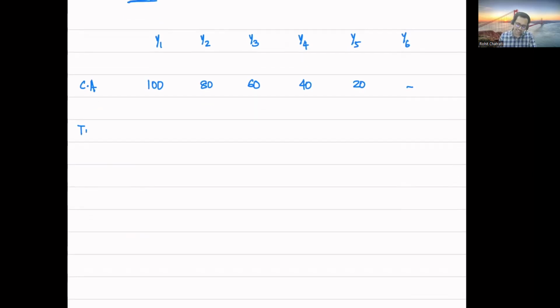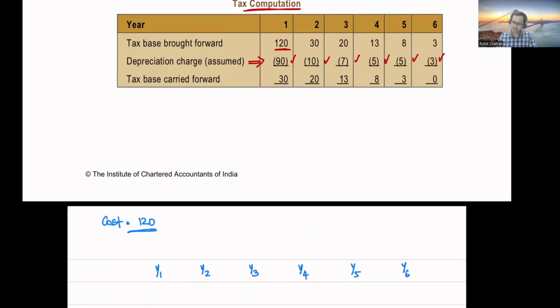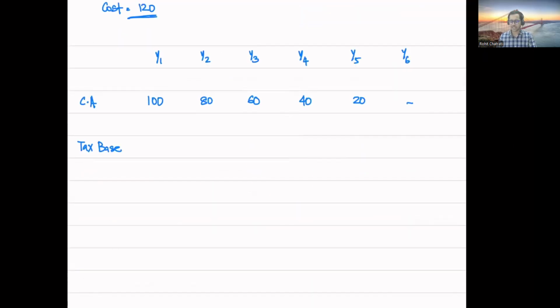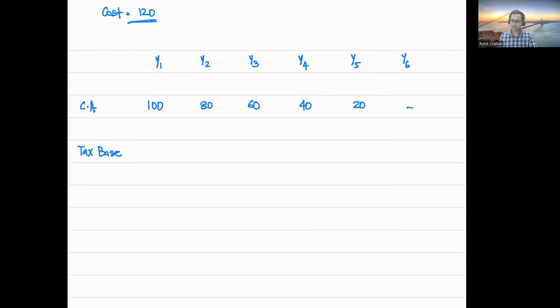Then we have the tax base. If you notice, they've given us the depreciation charge in each year. The first year depreciation is 90. So 120 minus 90, the tax base would be 30. In my tax balance sheet, I will be showing the asset at 30 rupees. I purchased it at 120, depreciation of 90 is allowed as a deduction, so I will have a value of 30 rupees in my tax balance sheet against this asset.